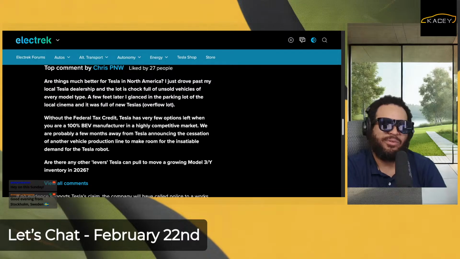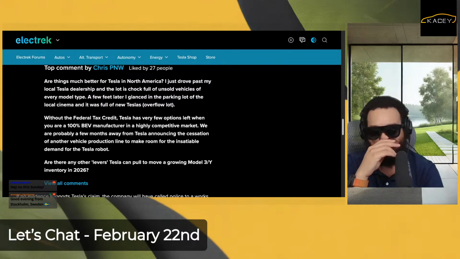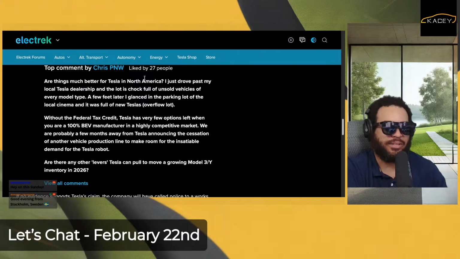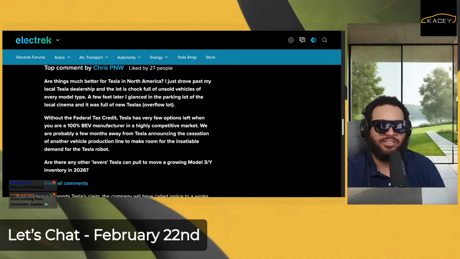A few feet later, I glanced at the parking lot of the local cinema, and it was full of the new Tesla's overflow lot. Okay, so it's not like when we were reporting on, who's it, Ford or GM had overflow lots at the local theaters, except that they report monthly, and you can look at when those cars were produced and take a look.